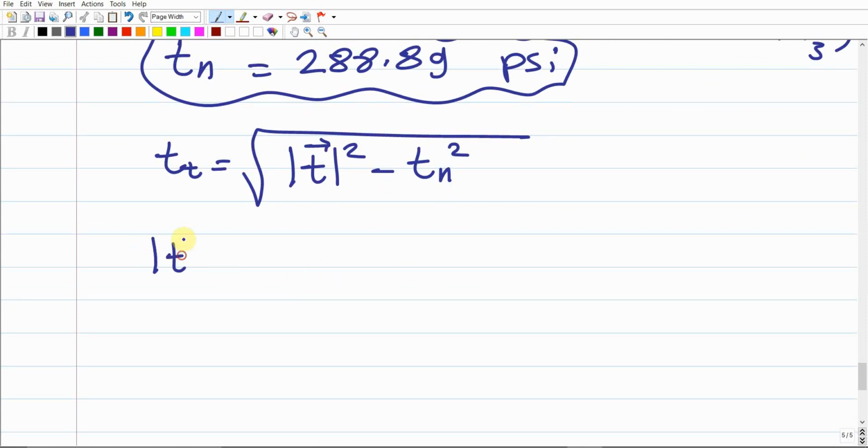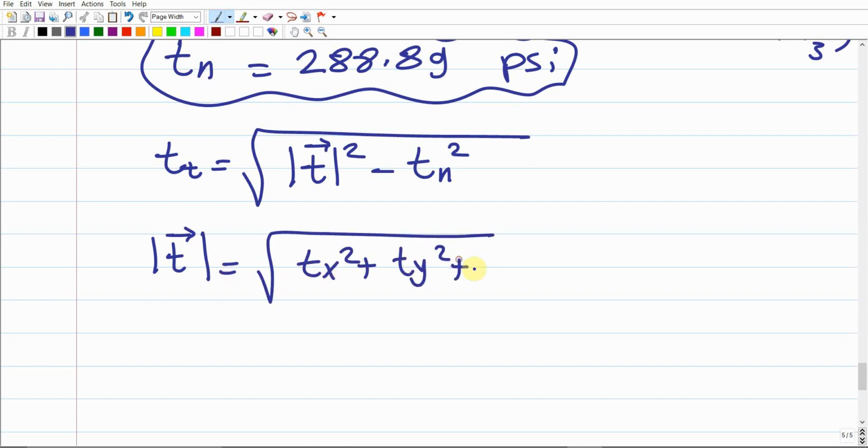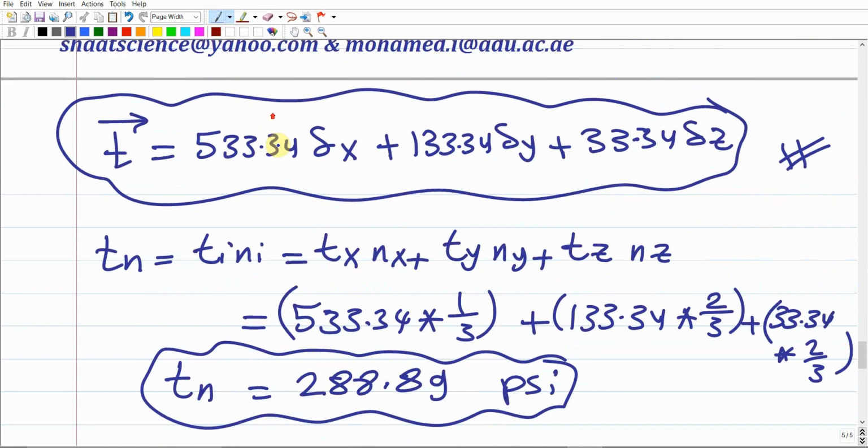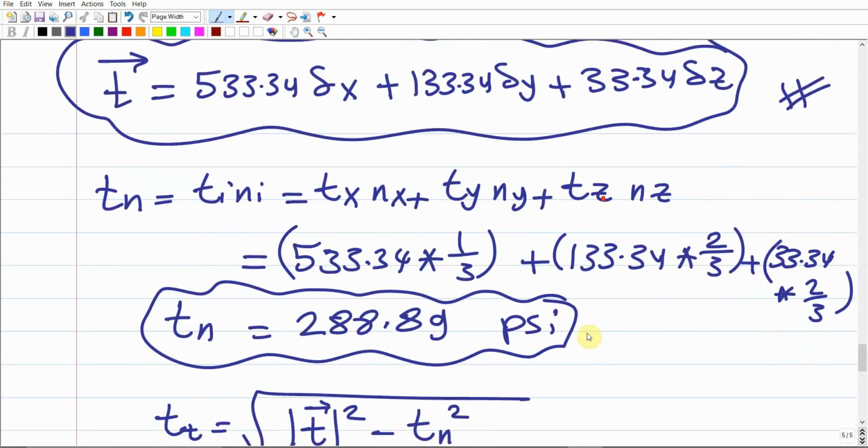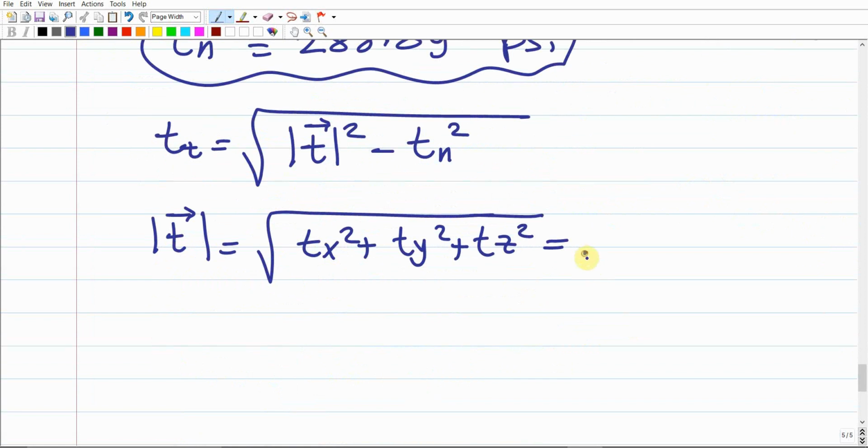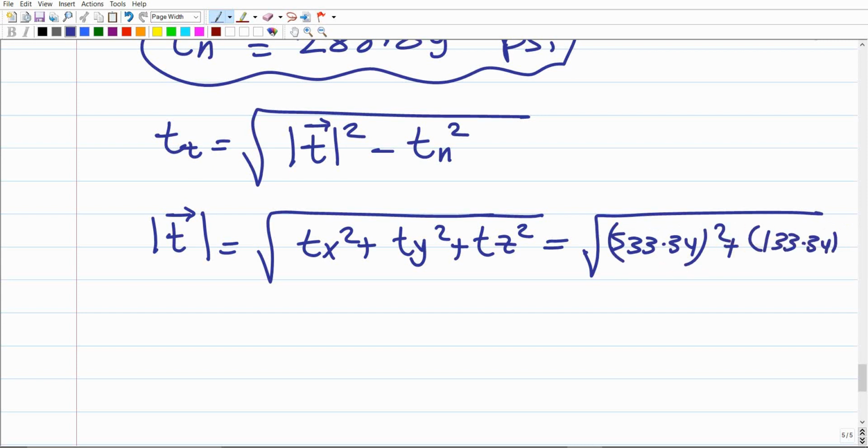The magnitude of the t vector should equal the square root of tx squared plus ty squared plus tz squared, as we already got them up there, right? So we got tx, ty, tz, and you just plug them in to calculate the squares. This is going to give us 533.34 squared plus 133.34 squared plus 333.34 squared. If we do the calculations, we end up with the magnitude.